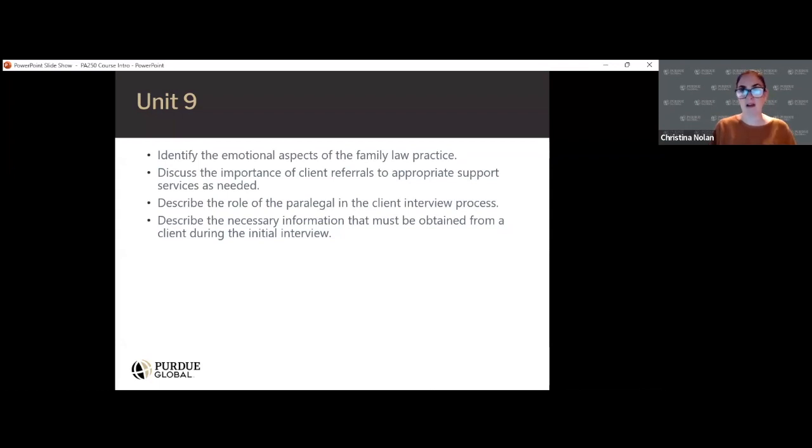What do you need from the client during the initial interview? Obviously, this is going to be specialized to the area of family law. Our family law clients are not like clients in other types of cases. They have special needs. And as a legal support team, whether you're an attorney or a paralegal or even a legal assistant or legal secretary that's helping, these are all things that you will need to know.